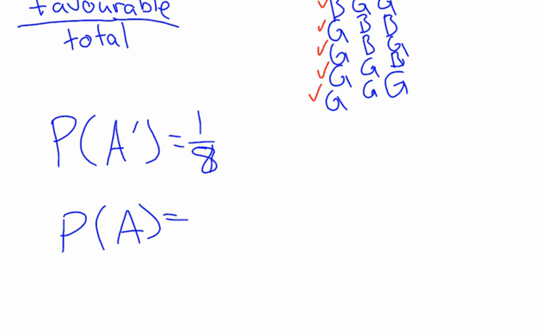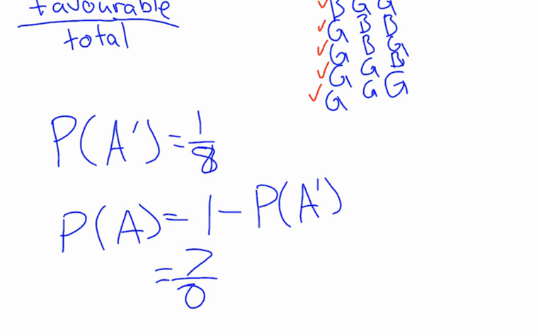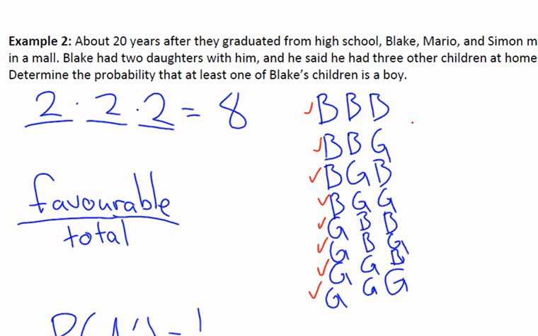So it's a complement, right? If our probability of not A is 1 over 8, our probability of A, we talked about this briefly yesterday, is 1 minus our probability of not A. This is the relationship between probability of A and probability of not A. So our probability is 7 out of 8, 7 out of 8, that at least one of Blake's children is a boy.